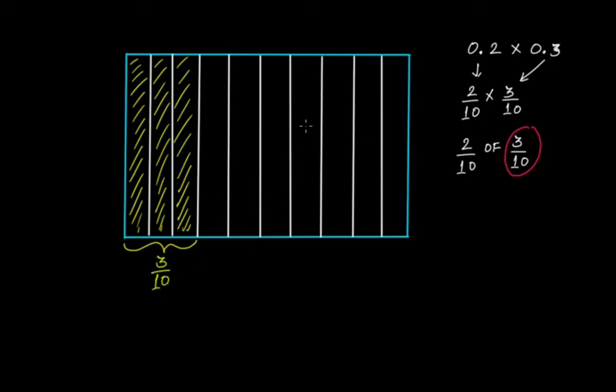3/10. 10 equal parts, and you are considering 3 parts. Now this 2/10 of 3/10. It means that now this 10 is telling you that from each part you have to divide into 10 equal parts. Now if we are dividing each of these parts into 10 equal parts, it means that the whole has to be divided, each and every single part has to be divided into 10 equal parts. Only then we can proceed with the fraction.